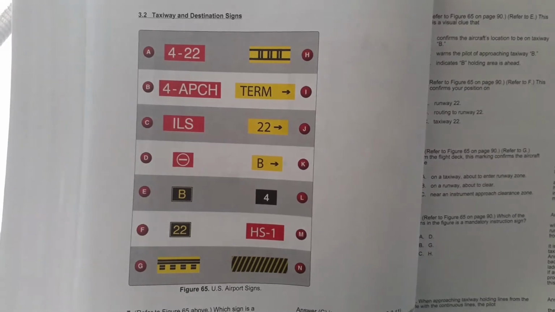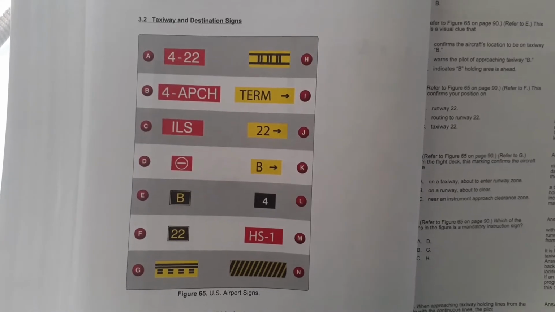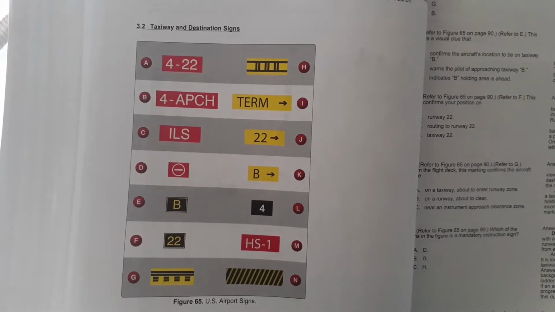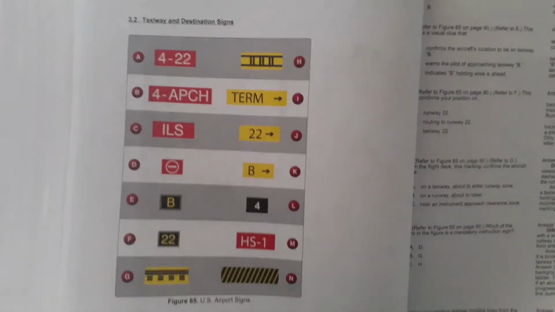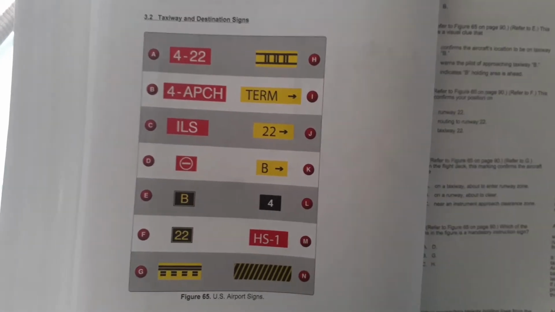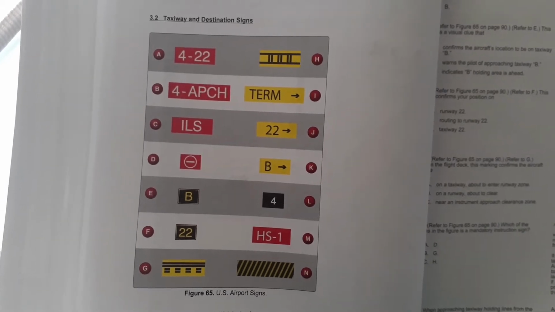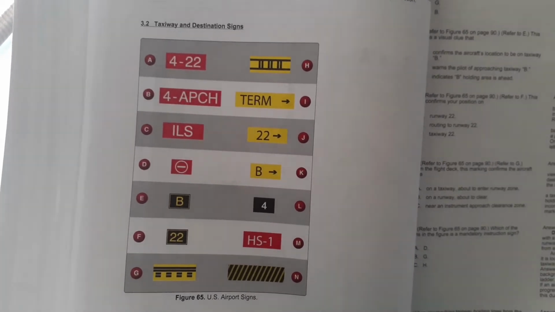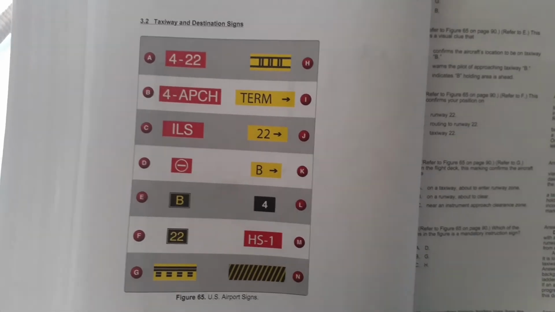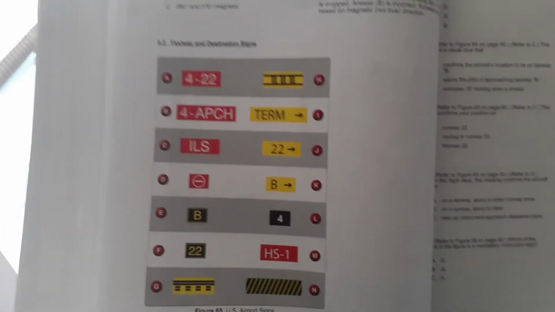Question 9. Refer to figure 65 on page 90. Refer to E. This sign is a visual clue that A, confirms the aircraft's location to be on taxiway B, B, warns the pilot approaching taxiway B, or C, indicates a holding area is ahead. Question again. Refer to the letter E. This sign is a visual clue that. The correct answer is A, confirms the aircraft's location to be on taxiway B.